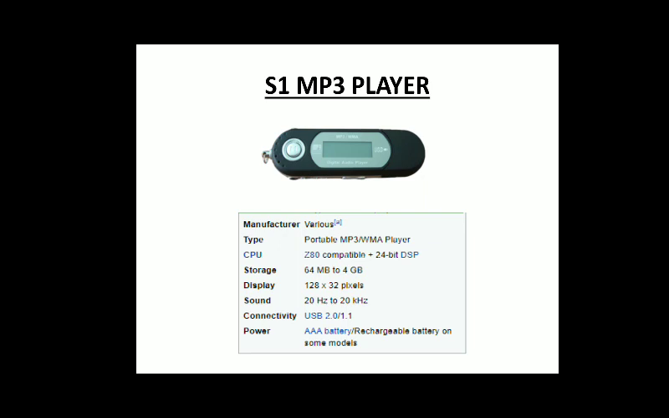Next we have an MP3 player. This MP3 player has a Z80 compatible processor plus a 24-bit digital signal processor, that is DSP. Z80 compatible processors are generally 8-bit processors. So it is an example of an embedded system which has one general purpose processor plus one DSP, a 24-bit digital signal processor. Here DSP doesn't mean digital signal processing as a subject, but digital signal processor.